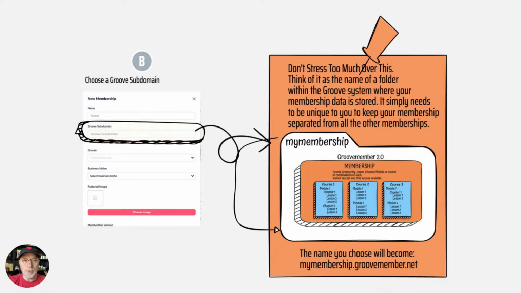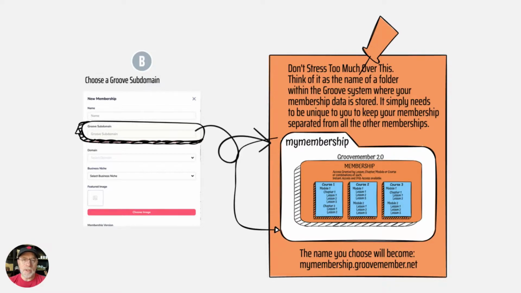It says Groove Subdomain. And then it has this sort of scary text there that says you can never change this, for the rest of your life or whatever. And what I want you to know about that is don't stress over it, because that subdomain is simply, if you will, an indicator within the Groove system where your membership data is stored. So if you think about Groove, they have all of these people building all of these memberships, and they're all stored in one place. And so this subdomain is just the way of indicating this is your stuff. This is your membership. And so it simply needs to be unique.